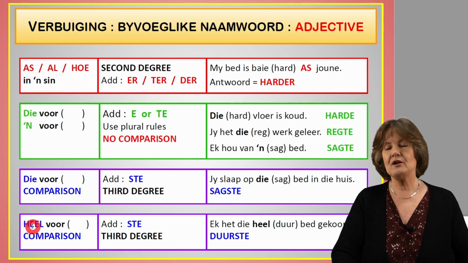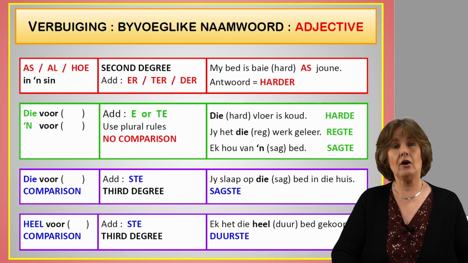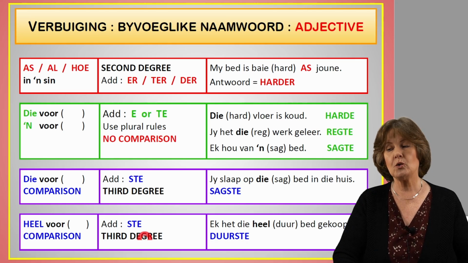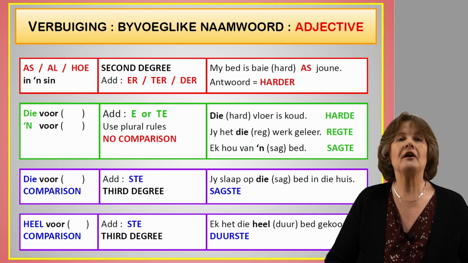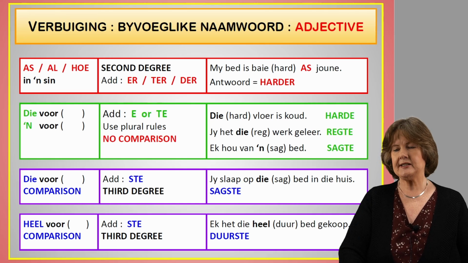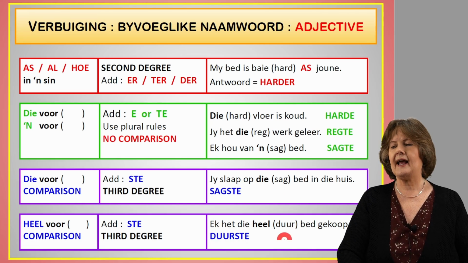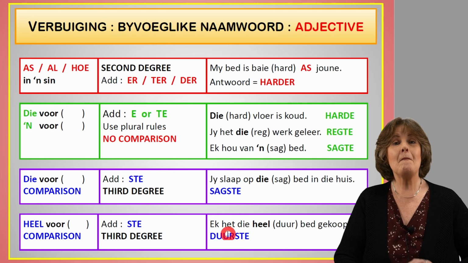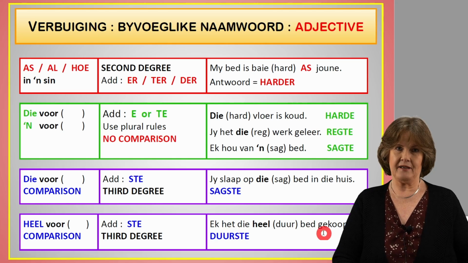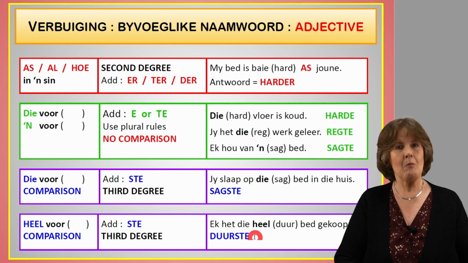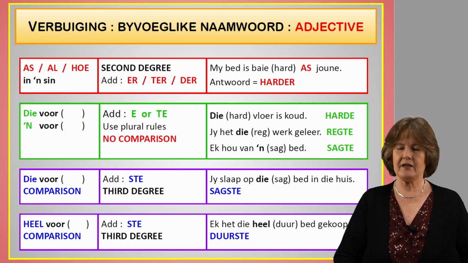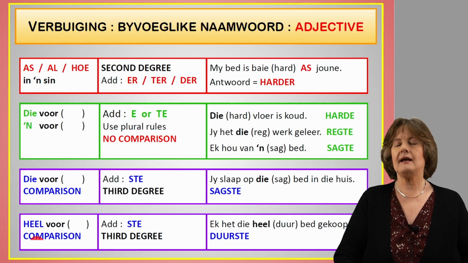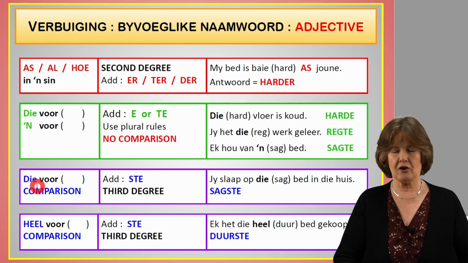I want you to also look at "heel". You don't get it often, but whenever you get the "heel" in front of a bracket, it's also third degree. Heel will mean in English "the most", so it is the third degree. So look at the example. Ek het die heel duur bed gekoop. I bought the most expensive bed. You see the "heel" there? It means most. And you know in English most is also third degree, but don't worry too much about the "heel" as long as you know the first three columns.